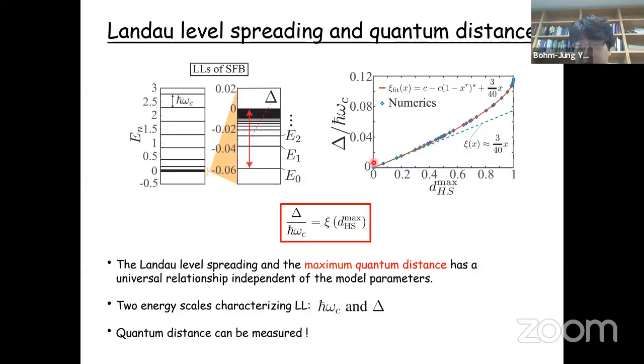For example, here we plot in this figure, the blue dots indicate the numerically measured Landau level spreading. And we see all the data points sitting on a single red line. It means there's a single universal function that determines the relation between this ratio and the Hilbert-Schmidt quantum distance. This basically means that once we measure the spreading of the Landau level in experiment, we can measure the quantum distance between the wave functions. So we think this is the first proposal of a method for measuring the quantum distance of the wave function in a condensed matter system by applying a magnetic field.